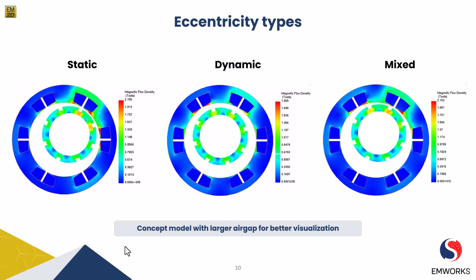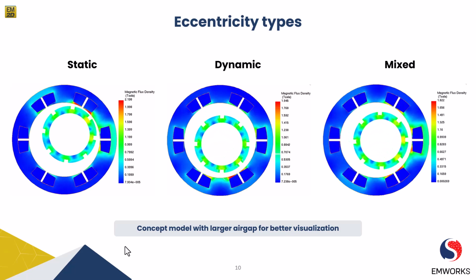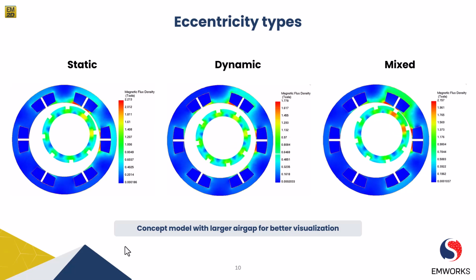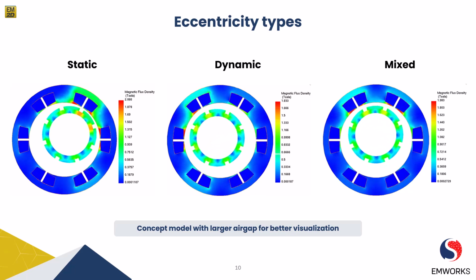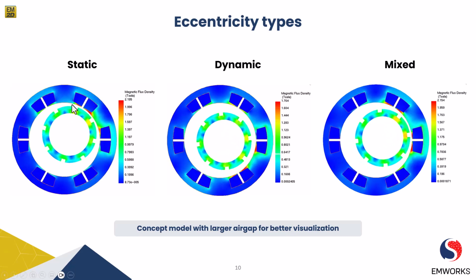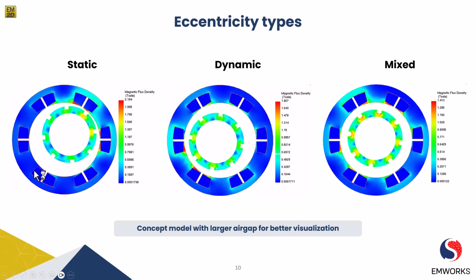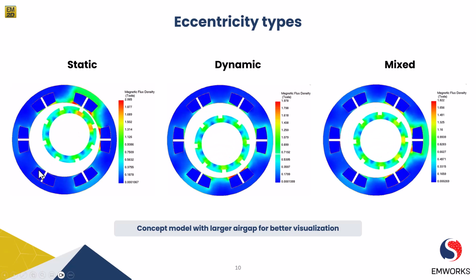Static eccentricity can lead to uneven air gaps between the rotor and stator, again resulting in unbalanced magnetic forces and torque ripple. And you can see here the stator tooth, which is the closest to the rotor core, is highly saturated compared to its diametrically opposite stator tooth.